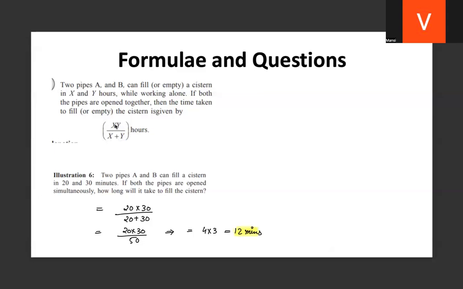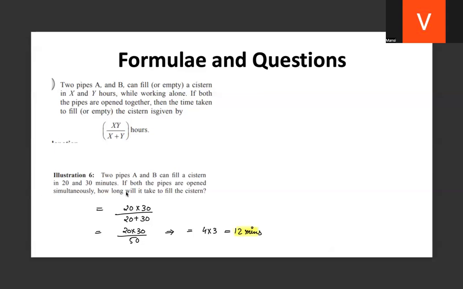This formula you might have seen even in the work done types of questions that we were solving. Exactly the same formula gives the time taken by both the workers to complete the work together if they're working together. So here also it is regarding if both the pipes are open together and filling the tank, how much time will they take to completely fill up the tank? So the question is two pipes A and B can fill a cistern in 20 and 30 minutes.